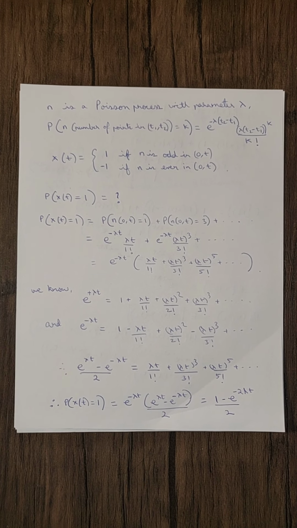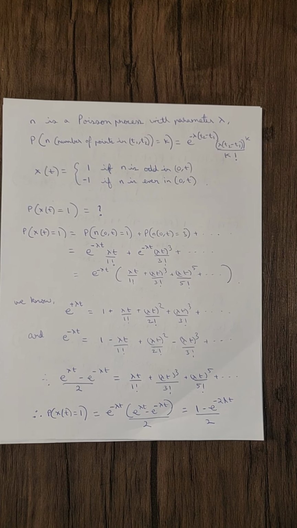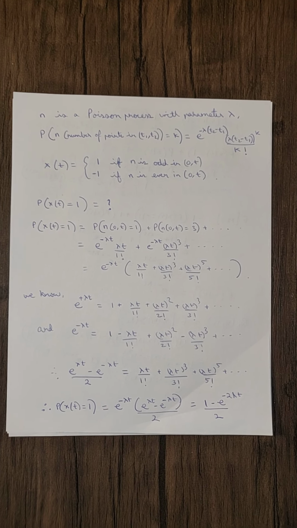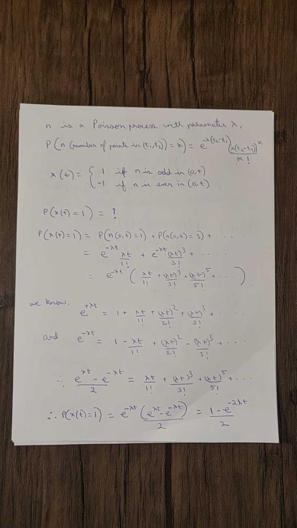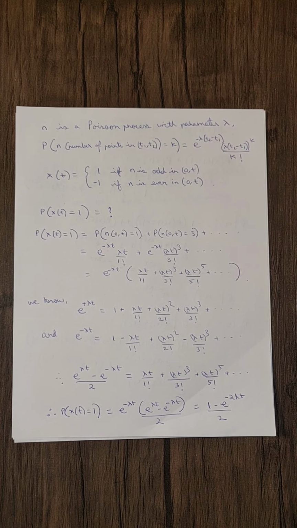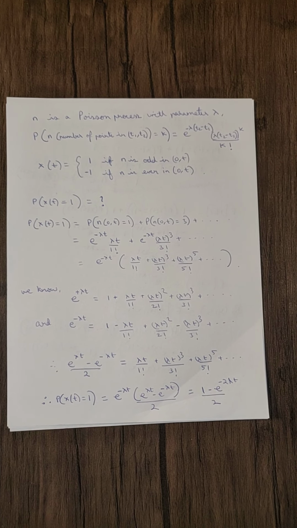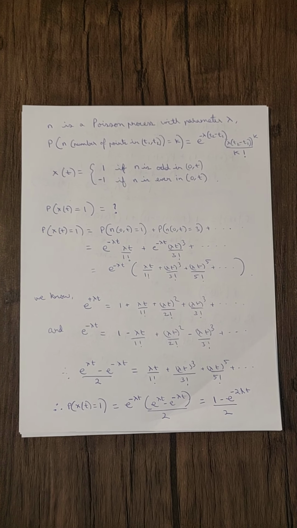This is the solution for question 2 of homework 8. We are given a Poisson process N with parameter lambda, and a random process X(t) which is equal to 1 if N is odd in 0 to t, and minus 1 if N is even in 0 to t. First we are asked the probability of X(t) equal to 1.